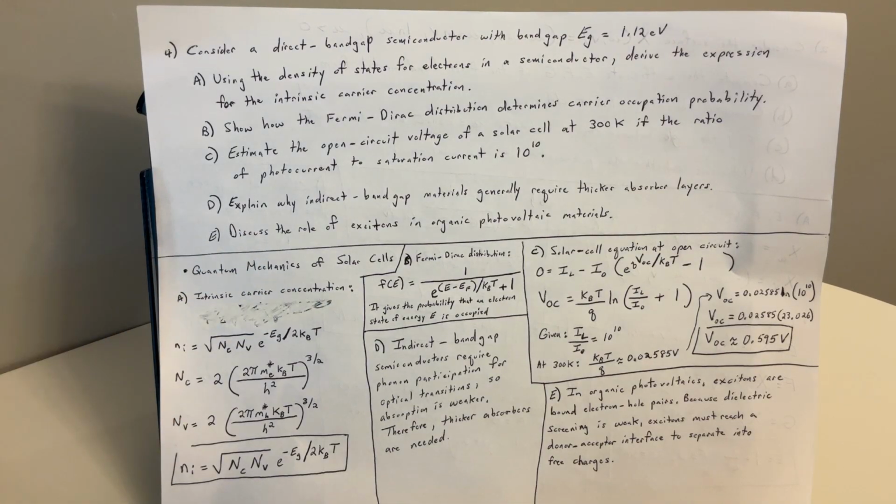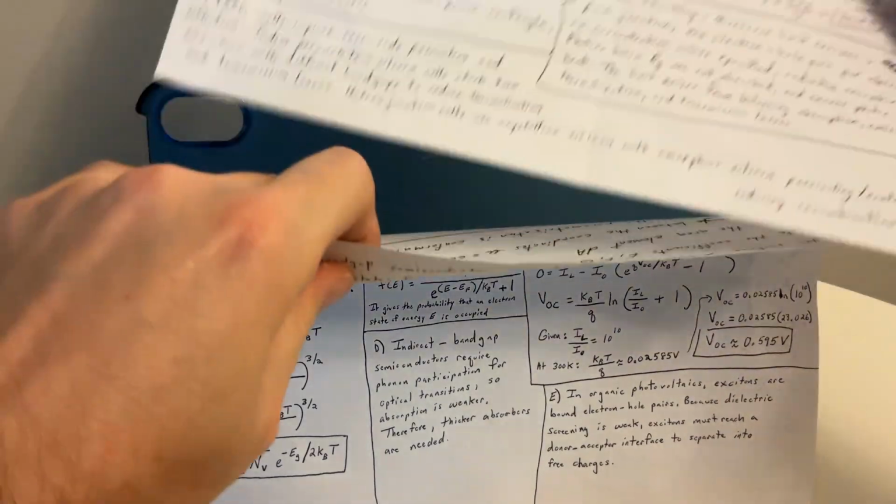Okay. Part E, discuss the role of excitons in organic photovoltaic materials. In organic photovoltaics, excitons are bound electron-hole pairs. Because dielectric screening is weak, excitons must reach a donor-acceptor interface to separate into free charges. Okay, so that takes care of number 4. Moving along to number 5.